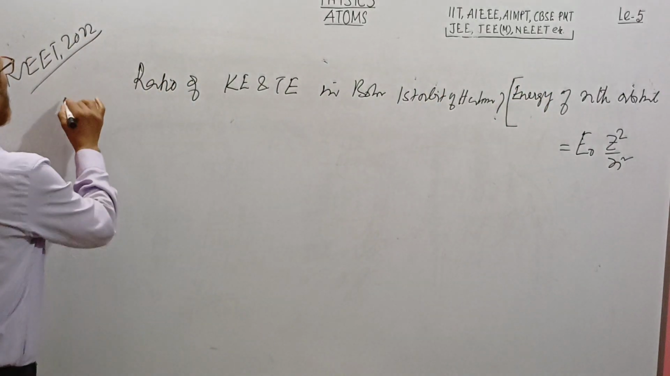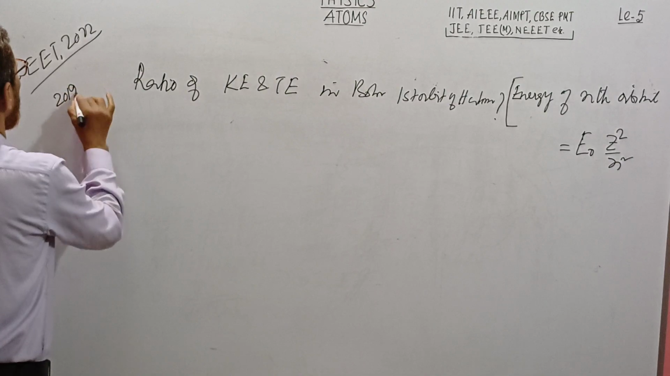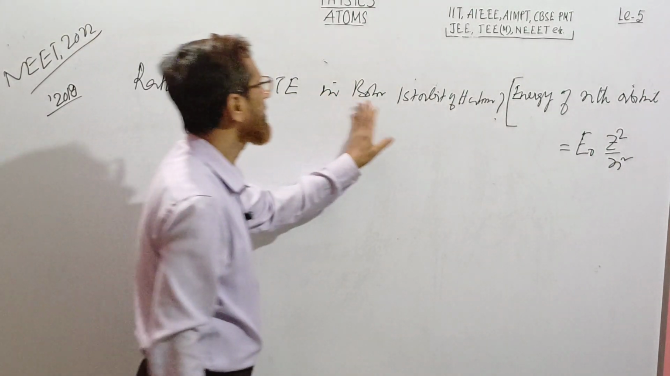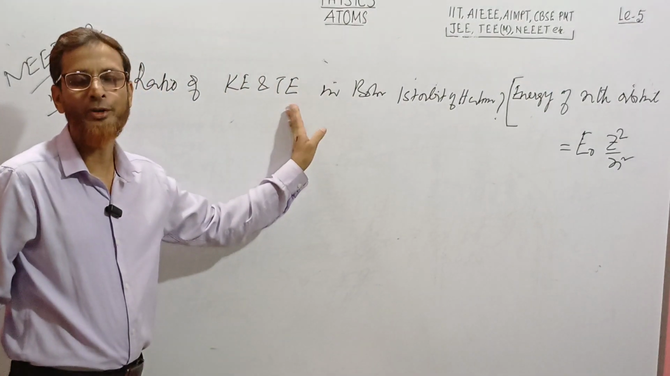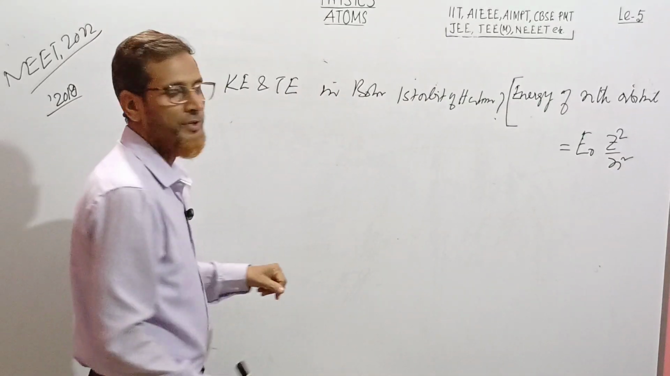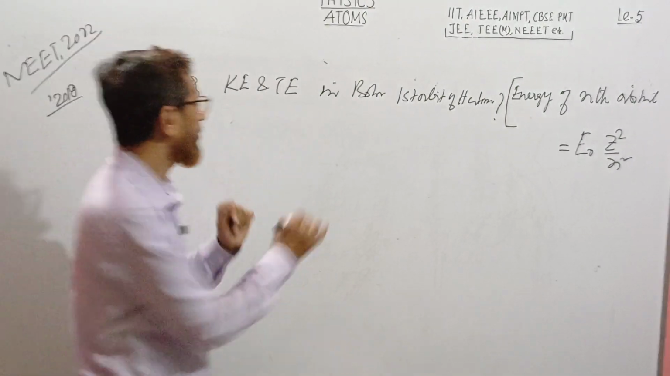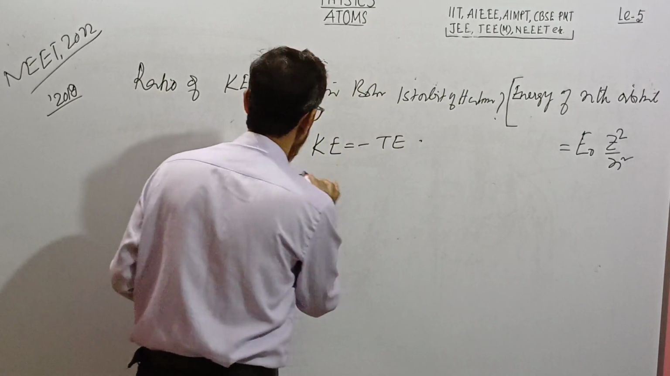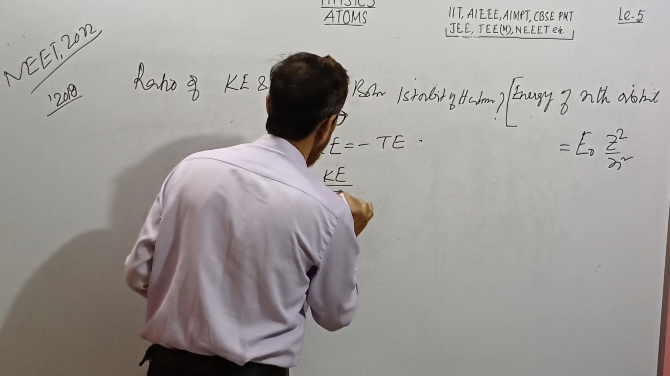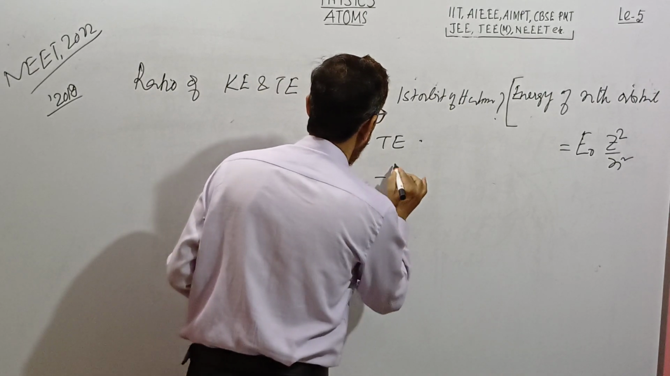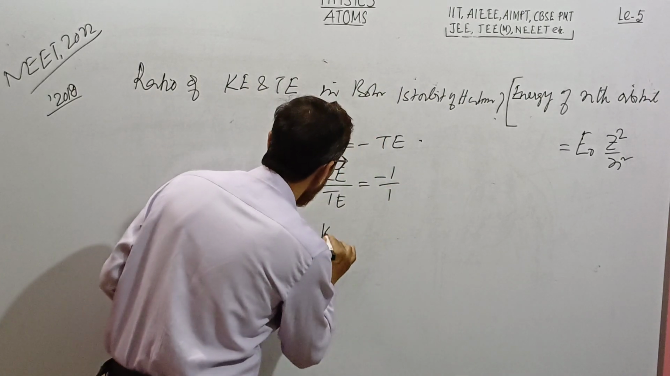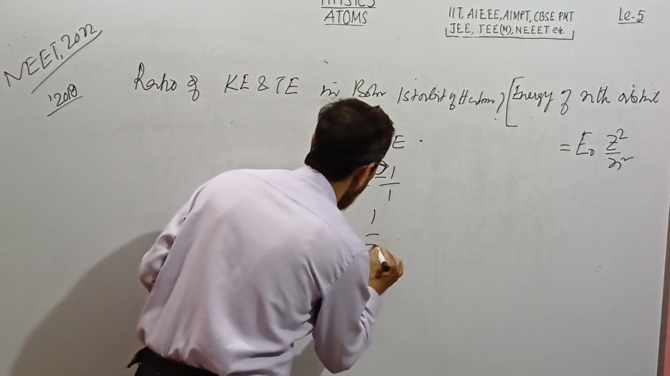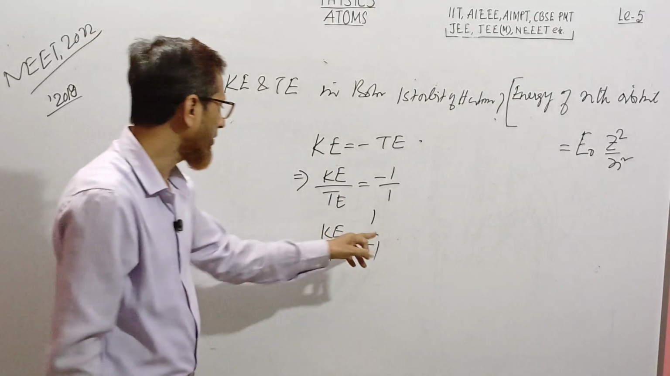The question was asked in NEET 2018. The ratio of kinetic energy and total energy in modulus of it. You may think that there is nothing given. How can you find out? But you know the formula. Just you write the formula and you try to solve out. What you know? Kinetic energy is equal to minus total energy. Kinetic energy by total energy is equal to minus 1 by 1. Or you can write kinetic energy by total energy is equal to 1 by minus 1. In the option, the answer was 1 by minus 1.